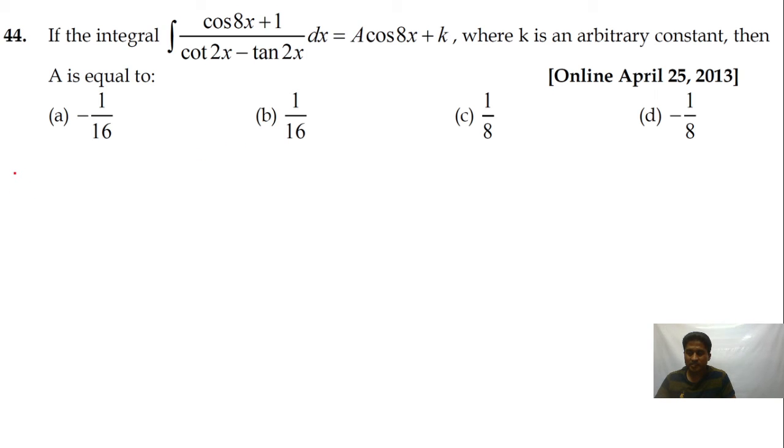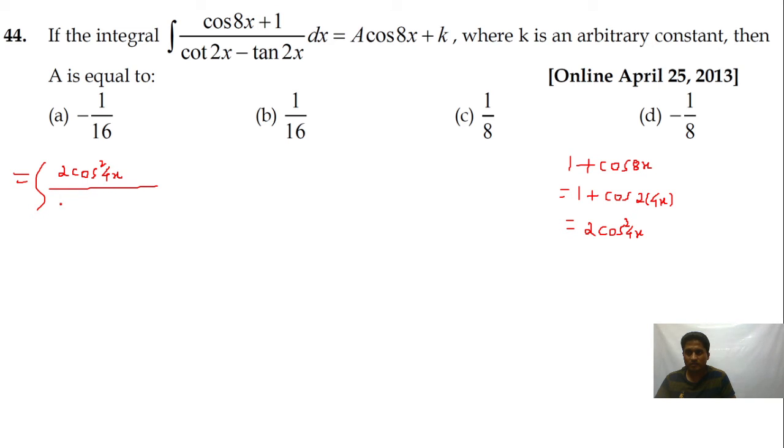So this can be written as integration of 1 plus cos 8x, which can be written as 1 plus cos of 2 into 4x. Okay, 1 plus cos 2 theta is 2 cos square theta, right? So this is 2 cos square 4x upon cot 2x, which can be written as cos 2x by sin 2x.